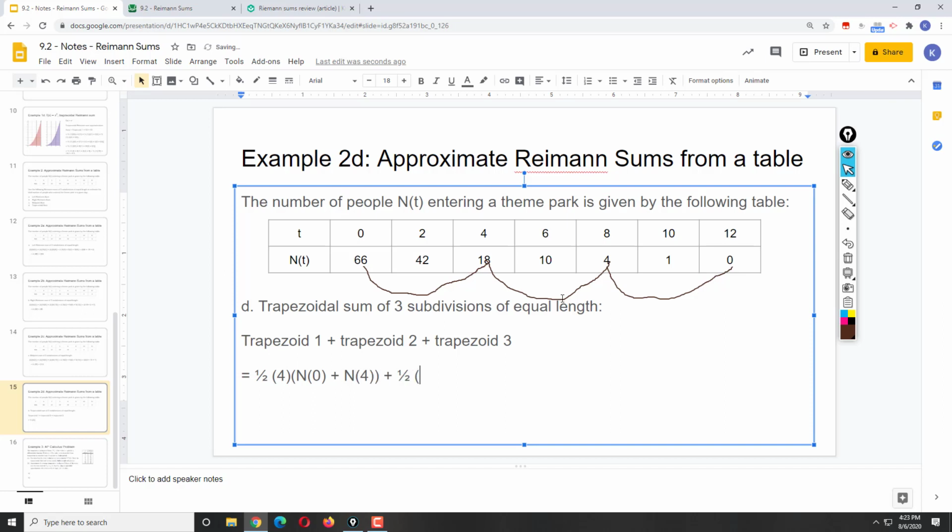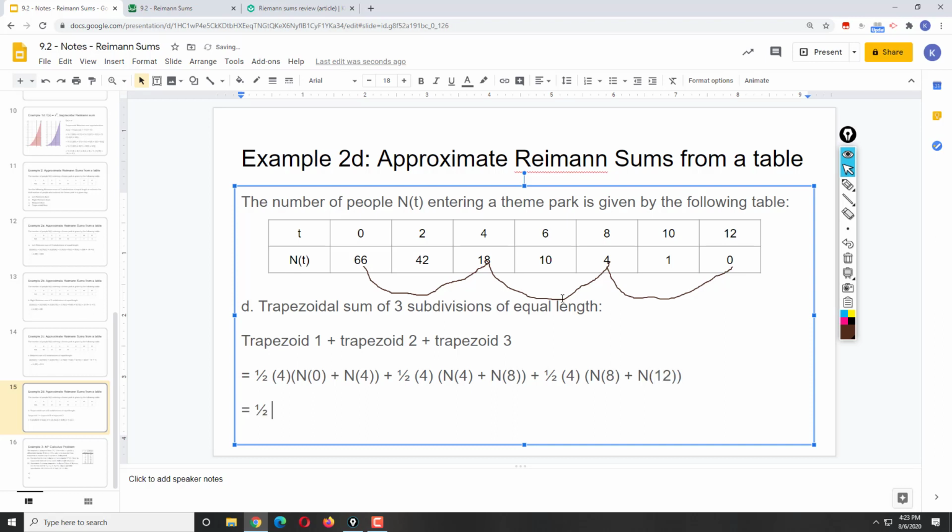The second trapezoid is going to be 1/2 times 4 again, because 4 to 8 is 4. And it's going to be n of 4 plus n of 8. The third trapezoid, 1/2 again, times 4 again. And this time it's going to be n of 8 plus n of 12.